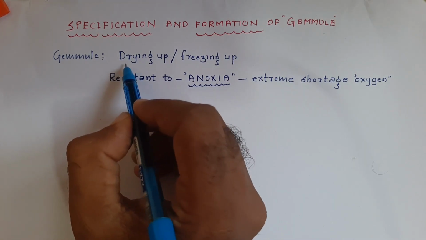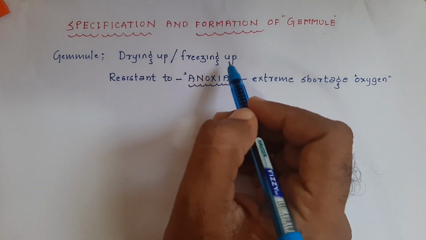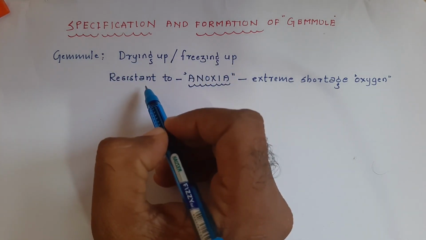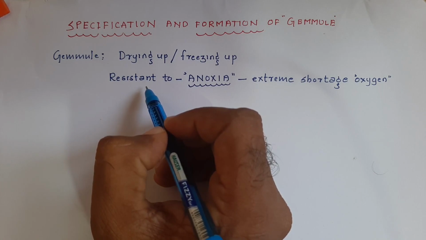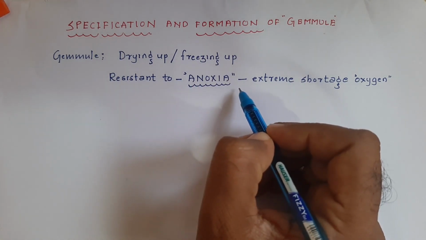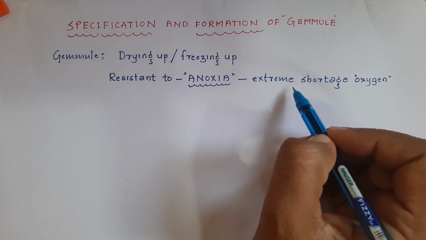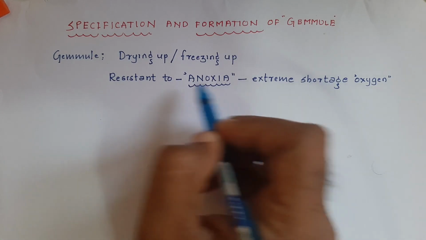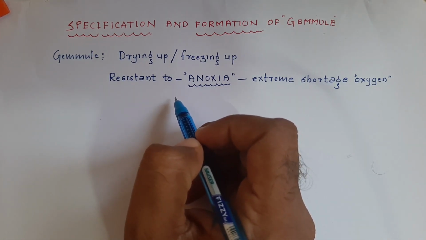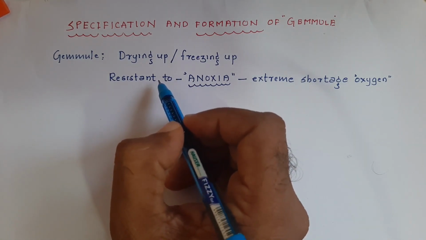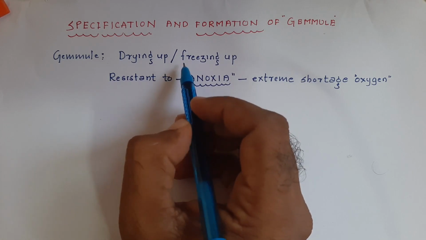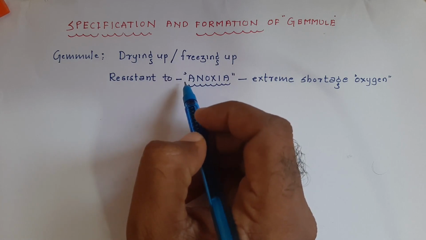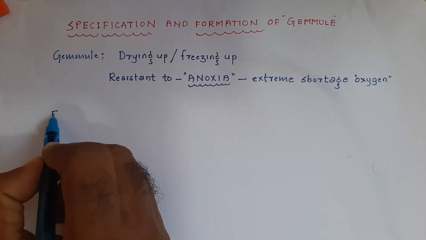So the gemmules are resistant to drying up of water and freezing up of water. Even in a scarce amount of water, the gemmules can survive. Gemmules are also resistant to anoxia. Anoxia means an extreme shortage of oxygen, and even then these gemmules can survive. So this is how gemmules are specific in resisting drastic environmental conditions.